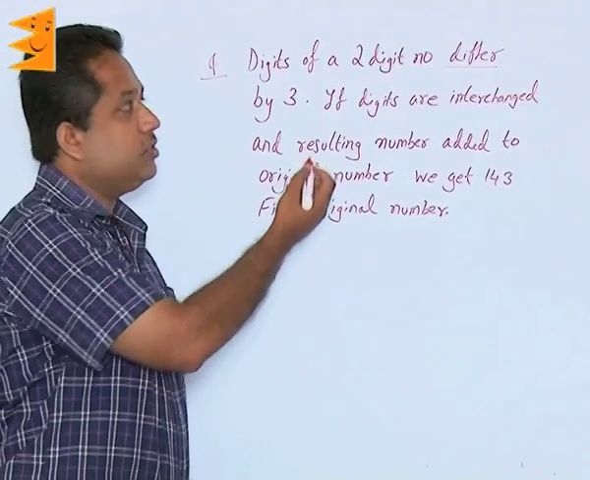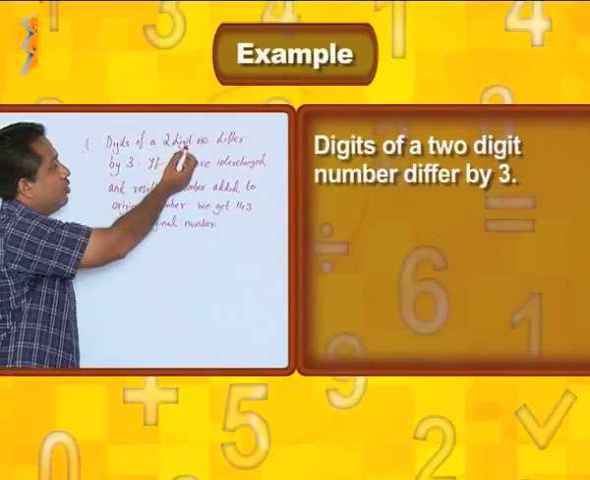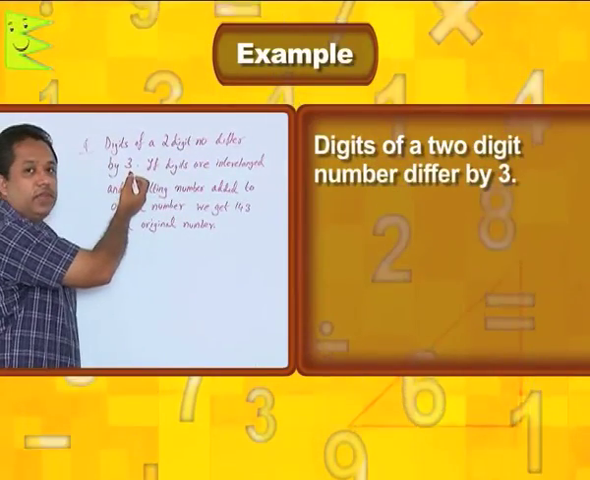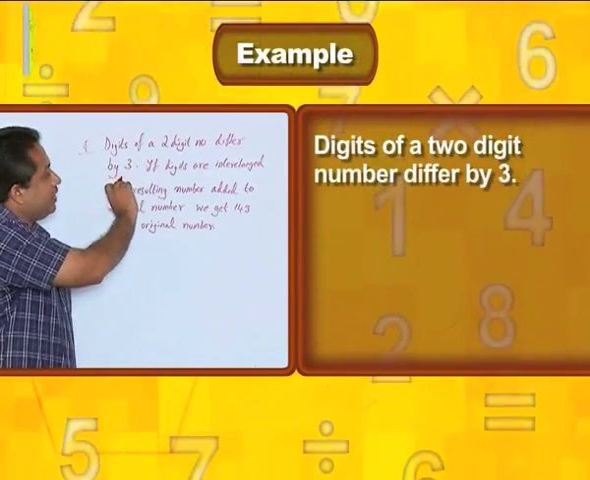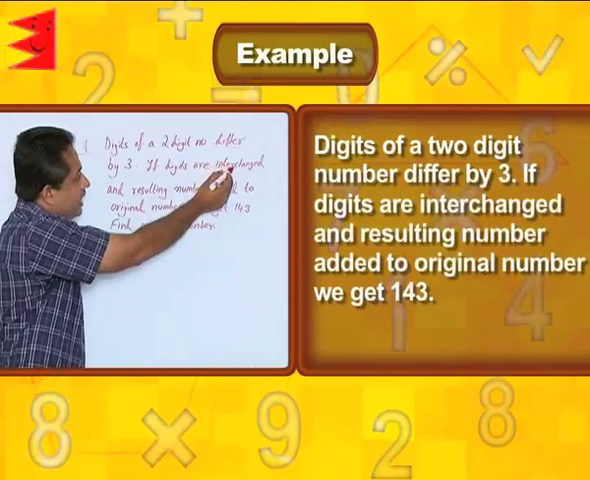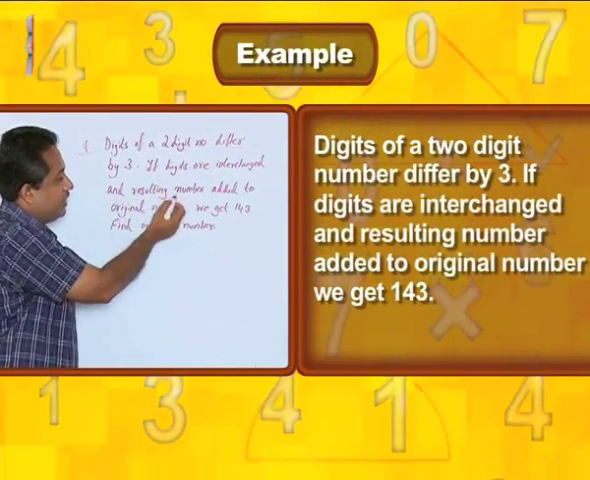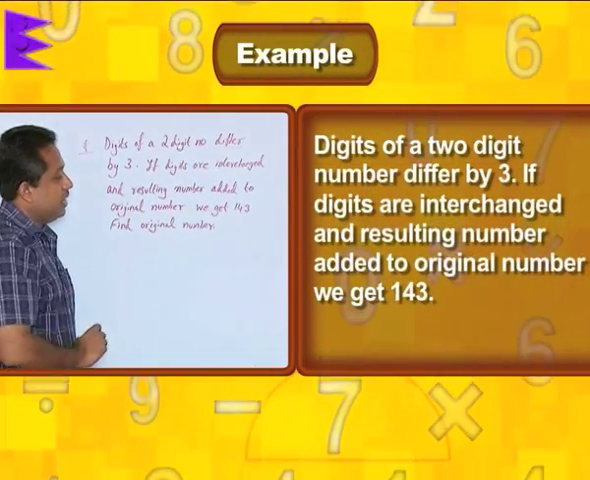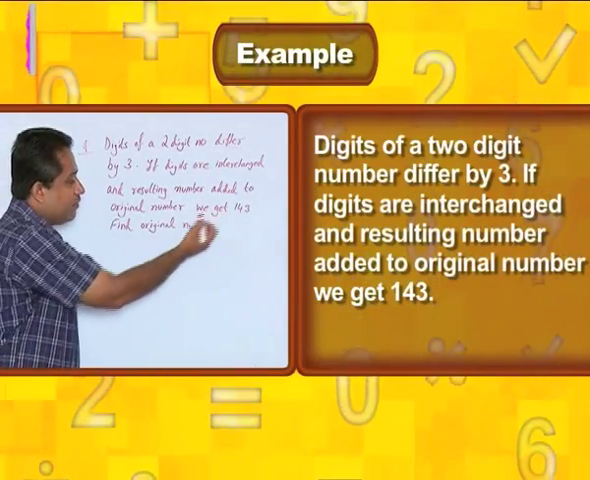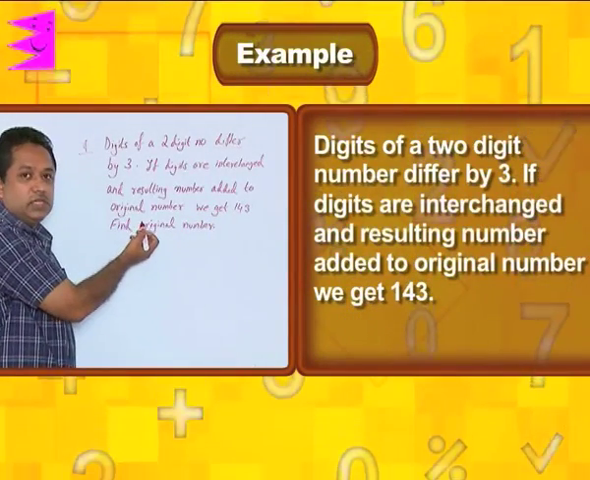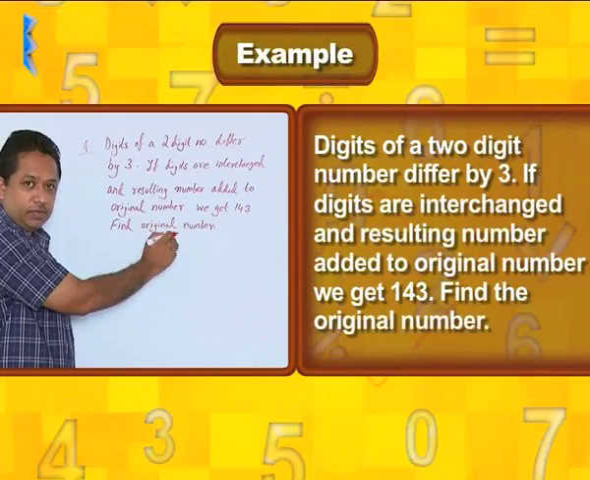Okay, let us look at this question. Digits of a 2-digit number differ by 3. Now, they are differing by 3. If digits are interchanged and the resulting number is added to the original number, we get 143. Now, the question is, find the original number.